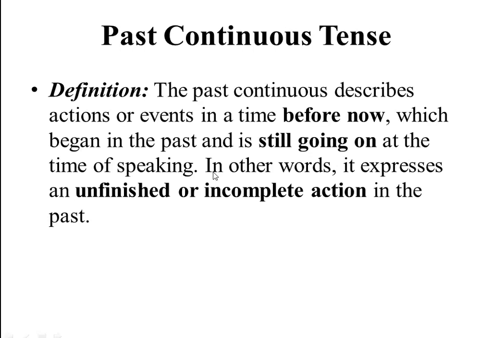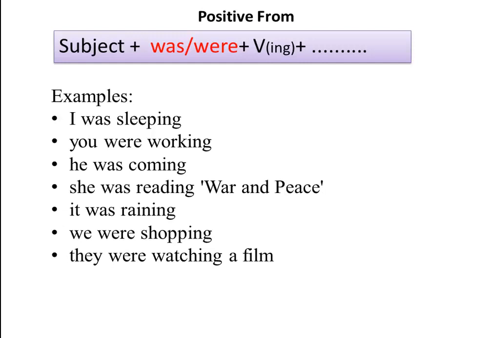Okay, so now we go to the positive form. How do you form the positive form? You will know in this video for the beginner student. This is the positive form. The positive form has a subject plus verb to be plus verb-ing plus, or we can say, object. And here I don't put the object directly because some verbs do not need an object.